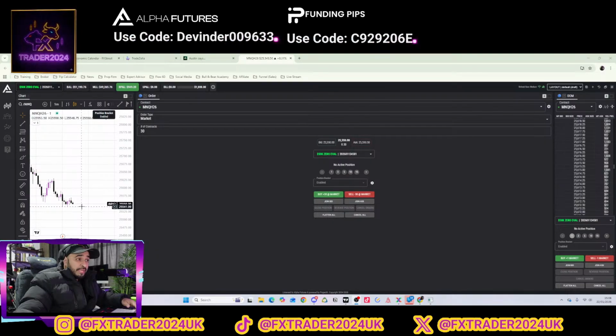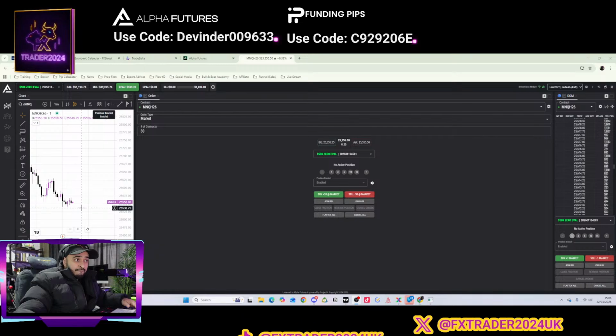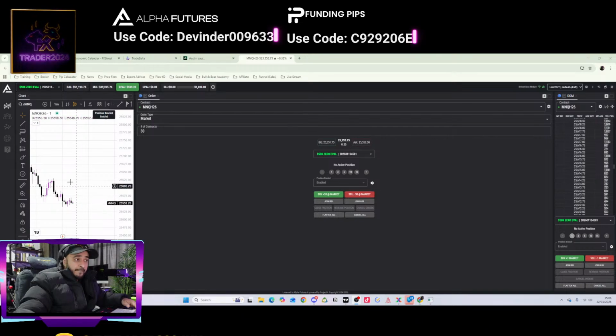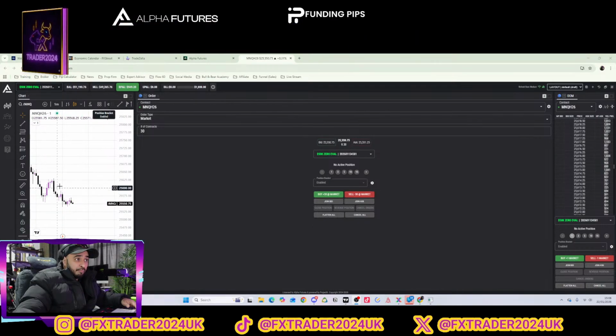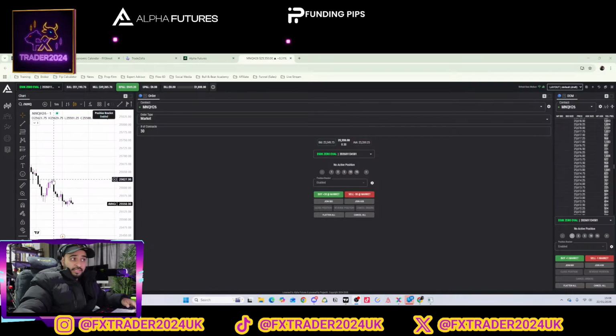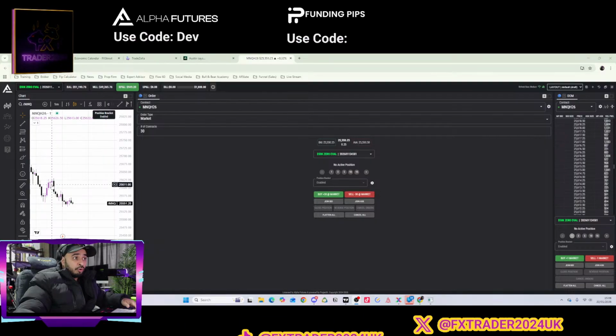Candles up started to weaken up around here. I want to see this area get broken, or even this area actually, but to be fair, this area needs to be broken. Once this area breaks, we can look for an entry.